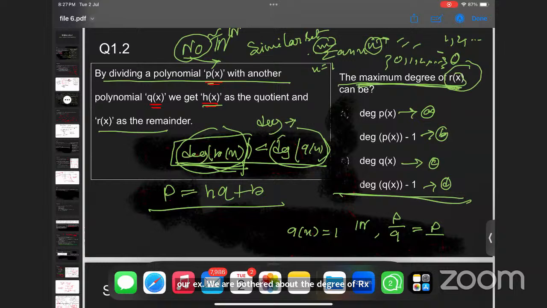Ma'am, in the P by Q case, what will be the R? In the P by Q case where Q is 1, Rx will be 0. One can divide everything here, so Rx will be 0. The formula is P by Q equal to quotient plus remainder divided by denominator. Oh, sorry, ma'am, my bad. Got it. So, is it fine now?